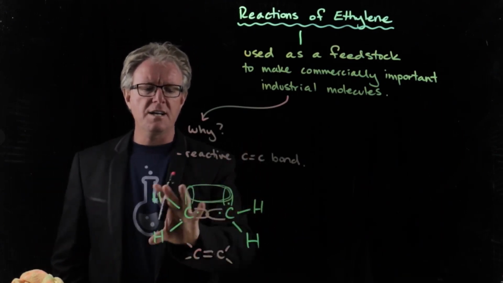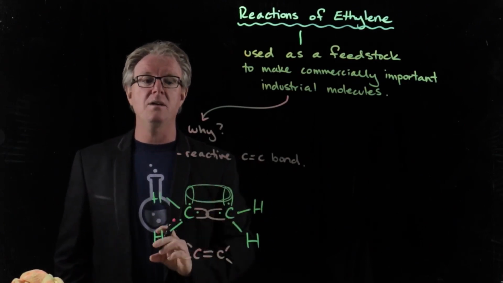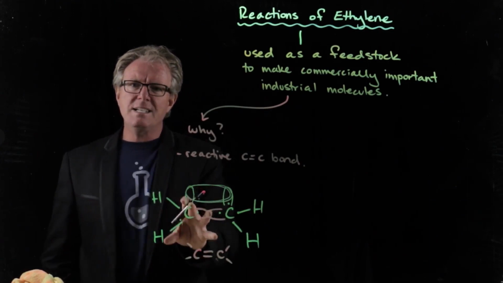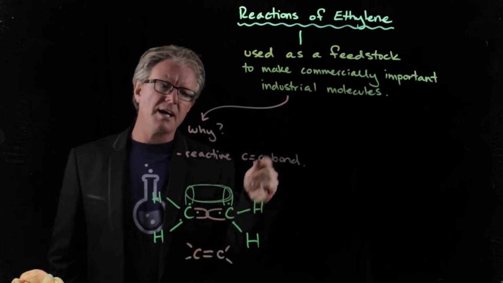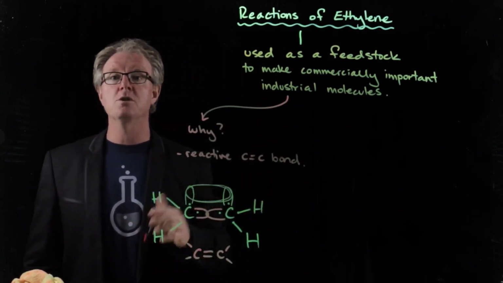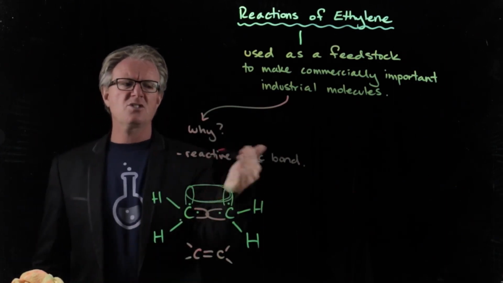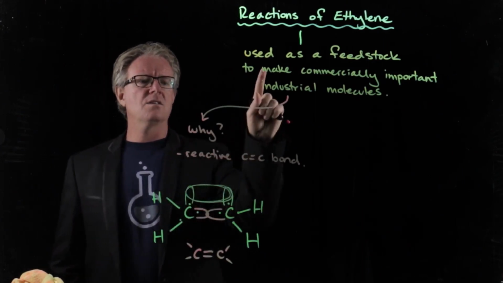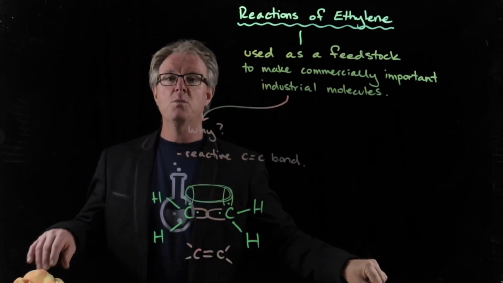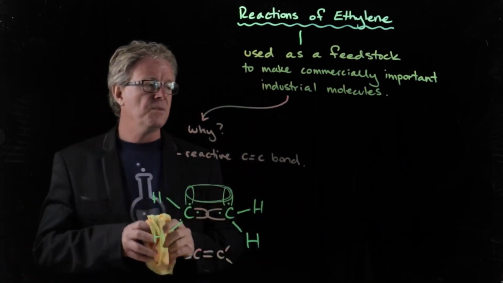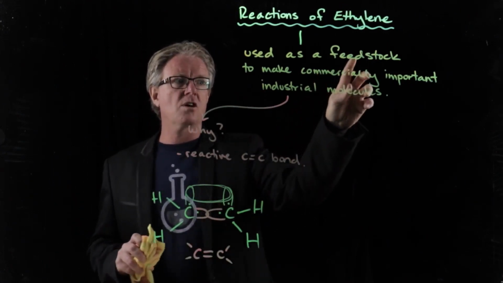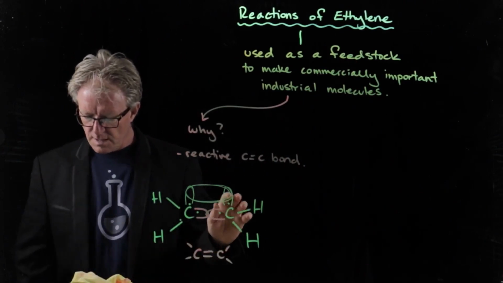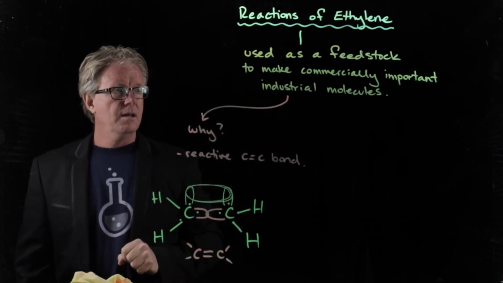You will not be asked to explain why it's more reactive in terms of what I just told you. But understanding it, you now go, okay, I understand why a carbon-carbon double bond is more reactive than a carbon single bond. It's got to do with how the electrons are shared. All you have to say is that the carbon-carbon double bond is more reactive, and therefore it is used as a feedstock to make other molecules. Okay, and that's it for that bit.